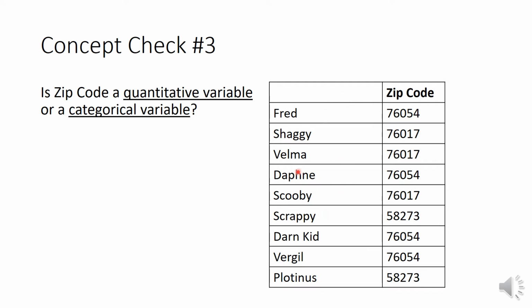So Daphne has a zip code of 76054, whereas Scooby has a zip code of 76017, and Plotinus here at the bottom, he's got a zip code of 58273. All right. Does it make any sense to say that Daphne and Scooby are more zip codey or have more zip codes than Plotinus? No, that doesn't make any sense. So these zip codes are really just categories that happen to be spelled out with numbers as opposed to with letters. Zip codes really are just categories that are spelled out with numbers rather than with letters.